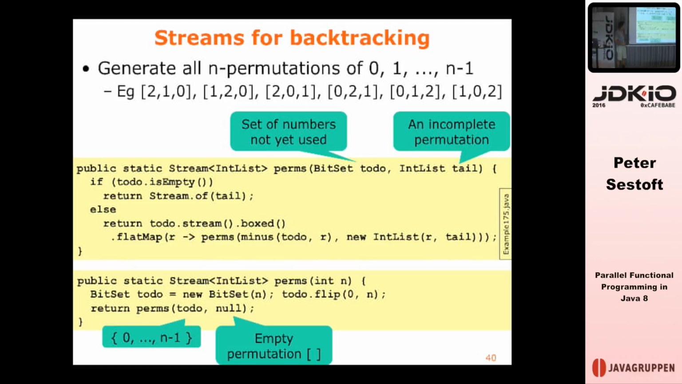So this generates basically all these permutations. If you call it like this, you create an empty bit set here, and then flip all the bits in it, so it becomes a set of the elements from 0 to n minus 1, and then you call this thing on the set of 0 to 2, for instance, and the empty permutation. That creates all permutations, so in this sort of standard functional style in a sense, but it's fairly elegant also in Java to do it in this functional style. Okay.